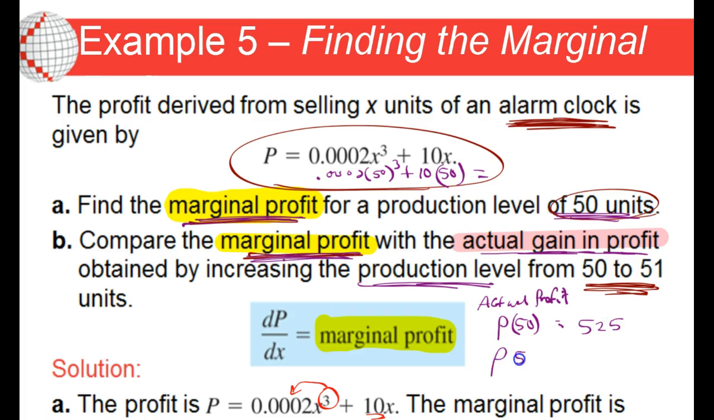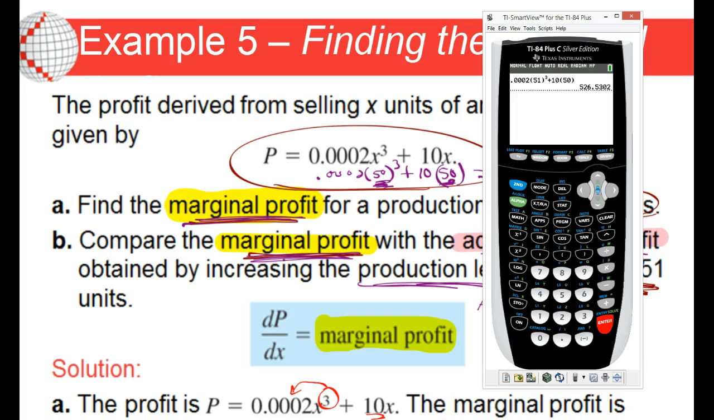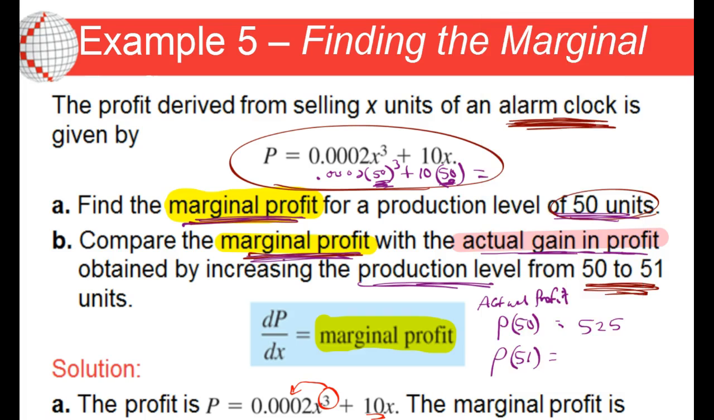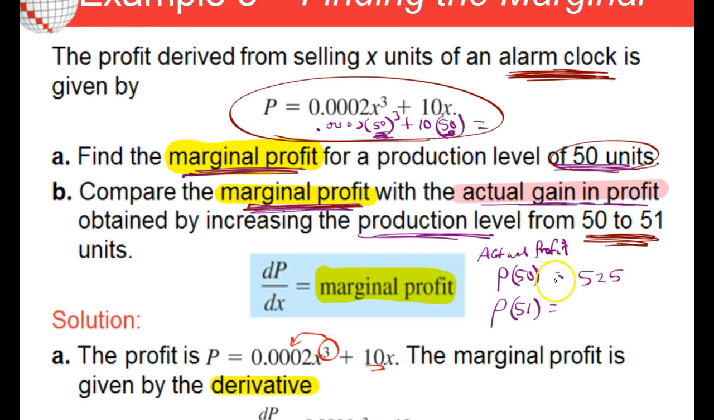Compare that with increasing it by 1 unit, which is the same thing, but just change this 50 to a 51. I would suggest just going to your calculator and typing it in. So at 51, just rounding it off to the nearest penny, is $536.53. But then look at the change here. If you subtract the difference, it's around $11.53, which is pretty much what we had for the marginal revenue.